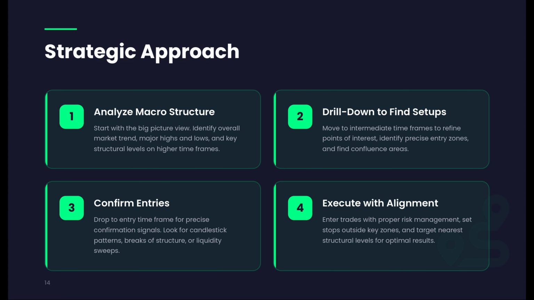Excellent. Now we're going to break down the strategic approach to implementing top-down analysis. This is your step-by-step roadmap, and I want you to think of these 4 stages as your trading ritual, something you do before every single trade without exception. Step 1. Analyze macro structure. This is where everything begins, and I cannot emphasize enough how critical this first step is.